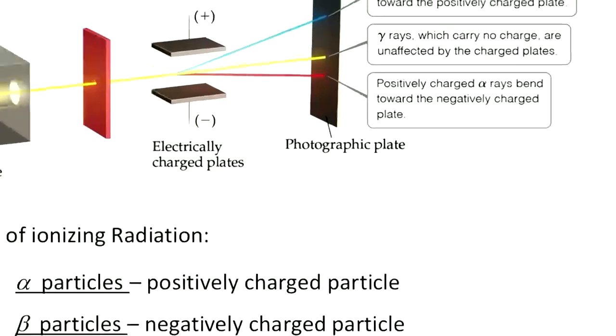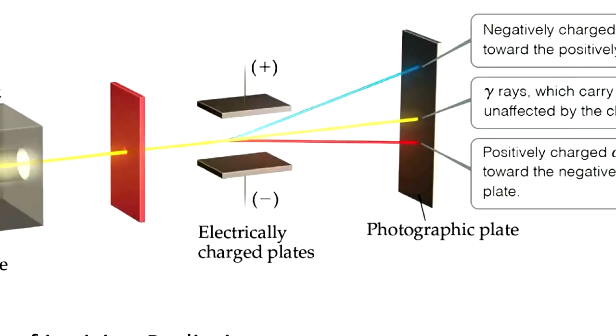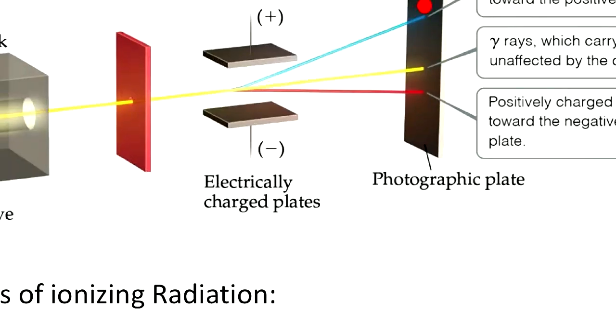So if we look at how these different radiation sources respond to a magnetic or electric field, we can see it's related to their charges. Notice how a beta particle is attracted to the positive side of your plate.